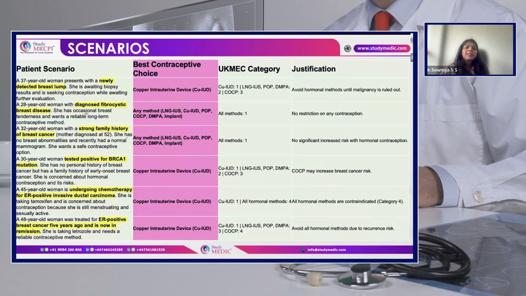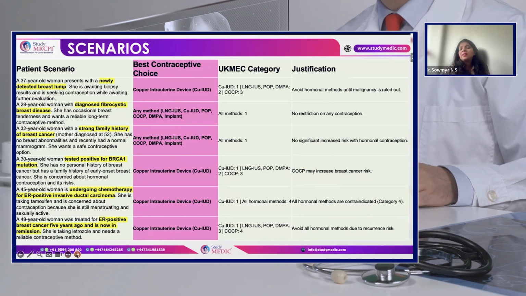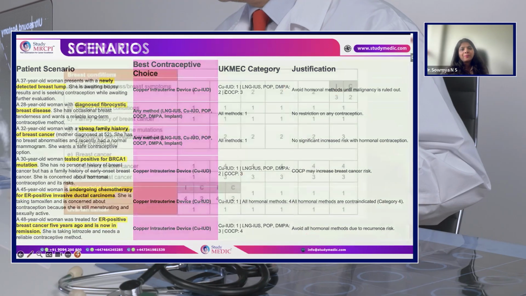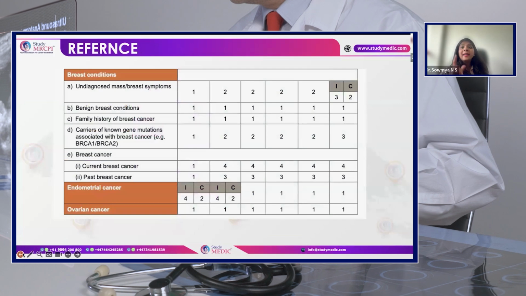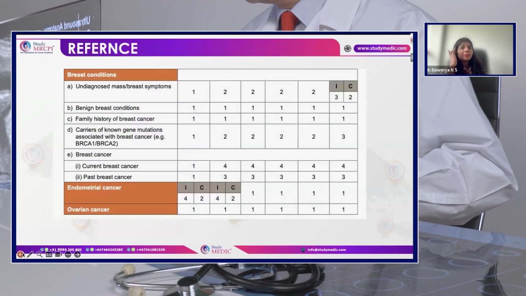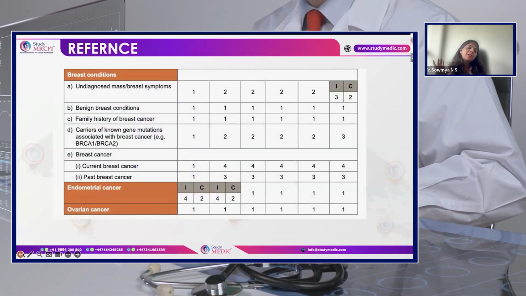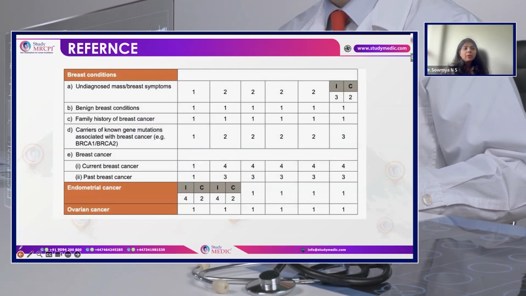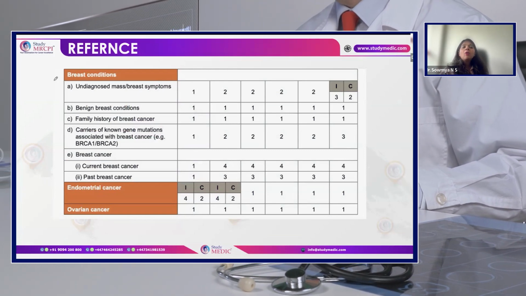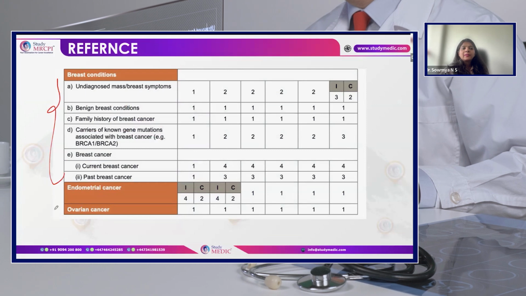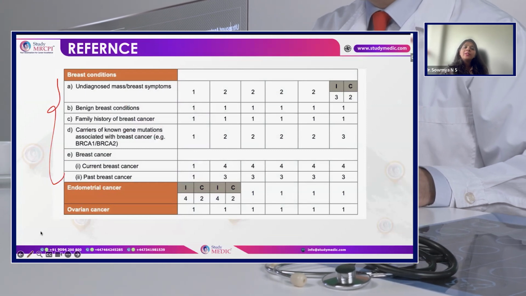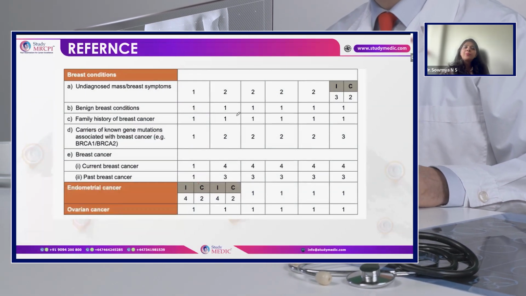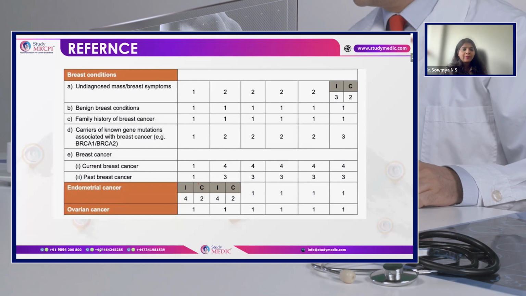Other than that, breast lump, diagnosed fibrocystic disease, you can choose any method. Breast lump, if it is benign, you can choose any. If it is still waiting for results, you have to avoid hormonal contraceptives. And all these scenarios were based on this, because they always ask you about BRCA, whether to use Mirena or not. That's the reason I have given this.